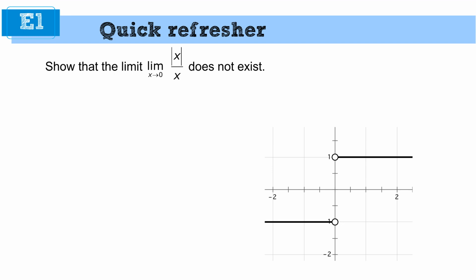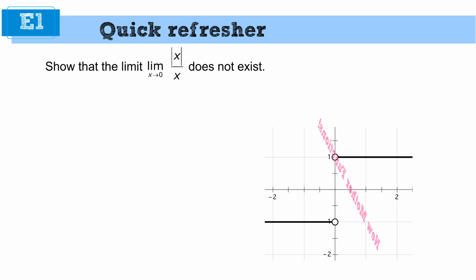So what's the limit equal to? It doesn't exist. Why? Because they're not the same. The negative limit of x is not the same as the positive. Close enough. The left-hand limit doesn't match the right-hand limit.